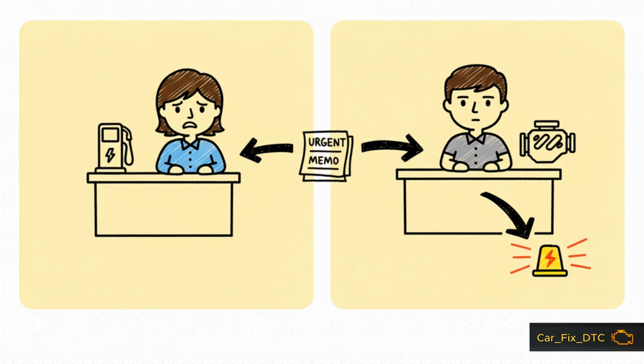Think of it like this. The Fuel Pump Control Module is the manager of the fuel department. It's on the ground floor, and it noticed something's wrong. So what does it do? It sends an urgent memo upstairs to the main office, which is the Engine Control Module, or ECM. The main office gets the memo and does what it's told. It rings the big alarm bell for everyone to see. And that alarm bell, that's your check engine light. So the key here is that we need to figure out what that fuel department manager is so worried about.